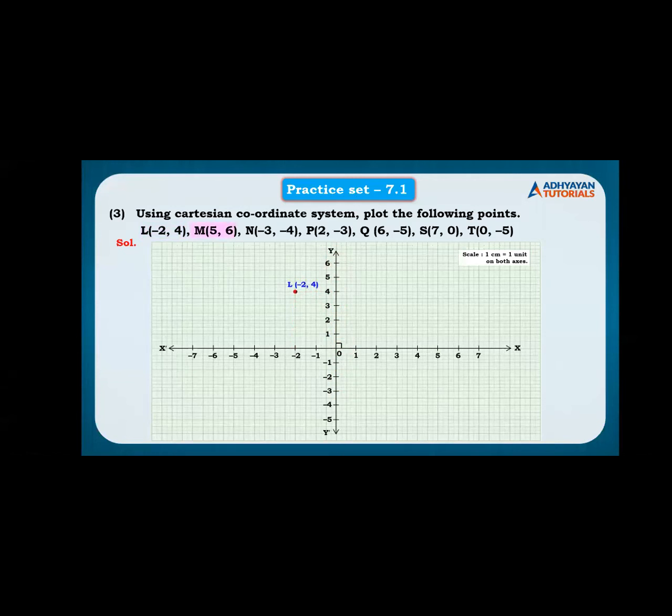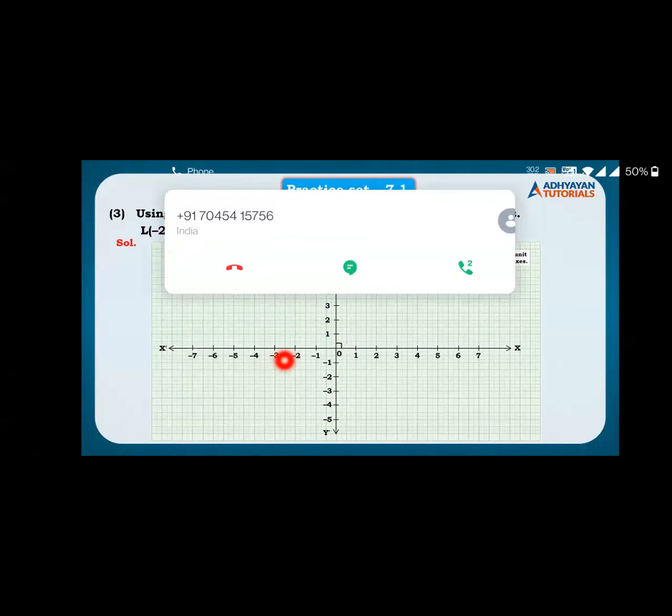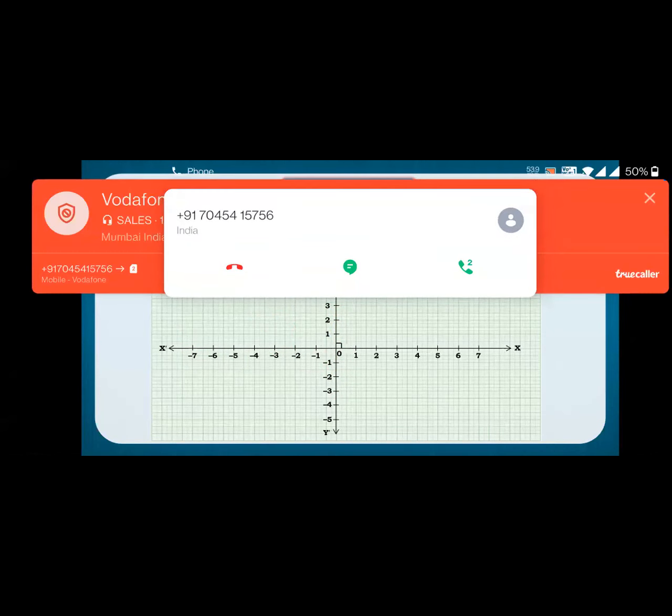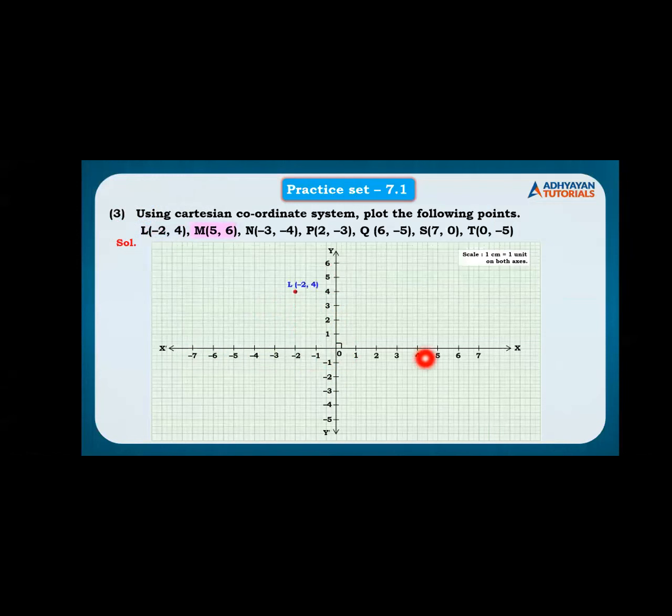Likewise, M को locate करने के लिए पहले x axis पे 5 को locate करो. So 5 has to be somewhere here, right? So 5 comma 6. 6 is here. दोनों का जो intersection है, that is the point M. 5 comma 6. I hope you kids can locate all the other points.